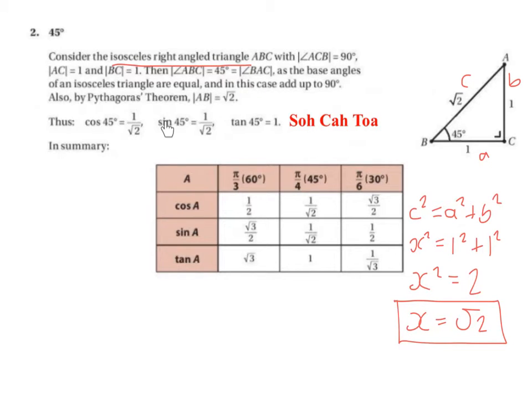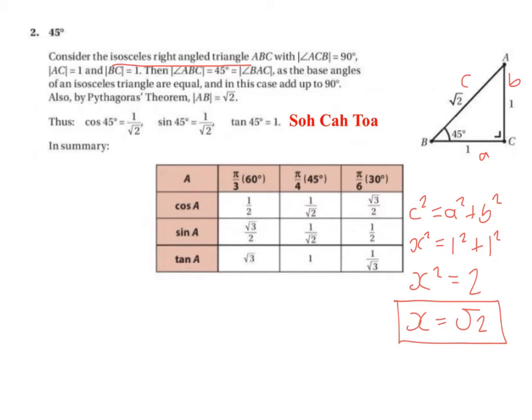Next we're going to look at sine. So SOH stands for sine is equal to opposite over hypotenuse. So the opposite of 45 degrees is 1. And the hypotenuse is root 2. So if sine is equal to opposite over hypotenuse, then sine of 45 degrees is equal to 1 over root 2.